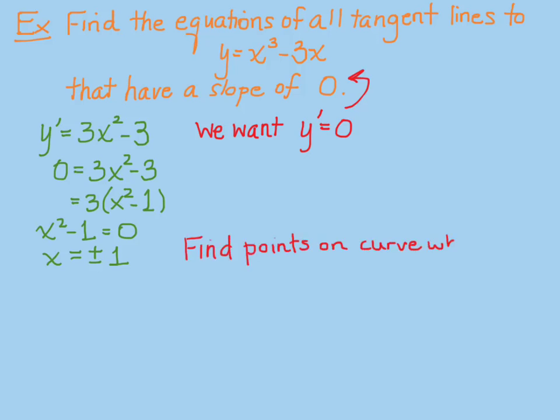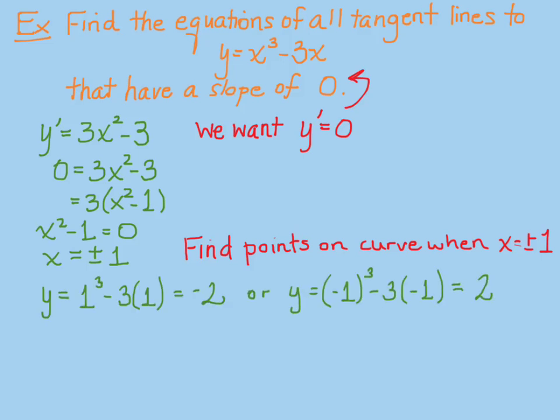Now we need to find the points on the curve. So once again, we can plug the x values into the original equation to find the y values on the curve that have the desired tangent line. So in the first case, when x is 1, y is negative 2. And in the second case, when x is negative 1, y is positive 2.